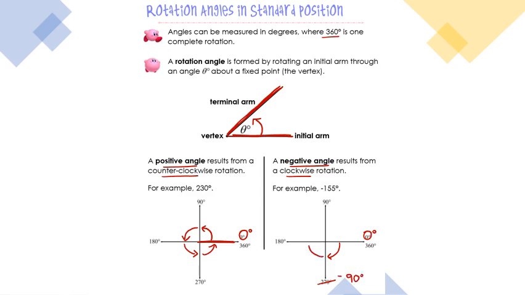And if you go halfway, that's going to be negative 180 degrees. If you go 3/4 of the way, I'm going to change this 90 degrees into a negative 270 degrees. And making one full rotation means that you've traveled negative 360 degrees.